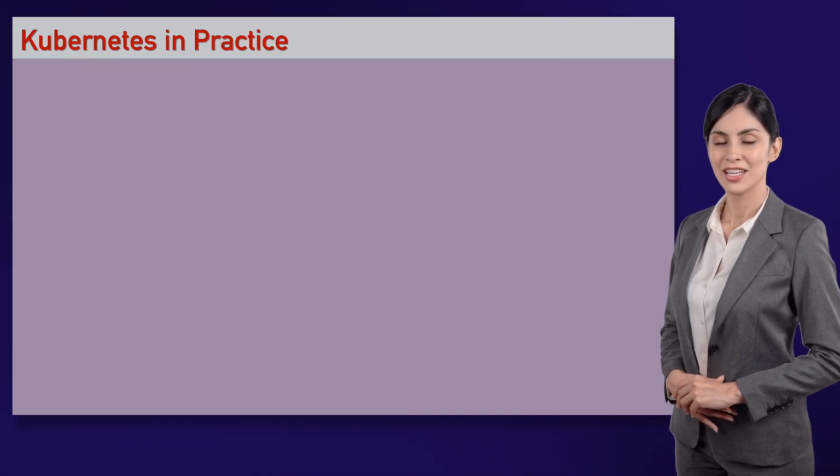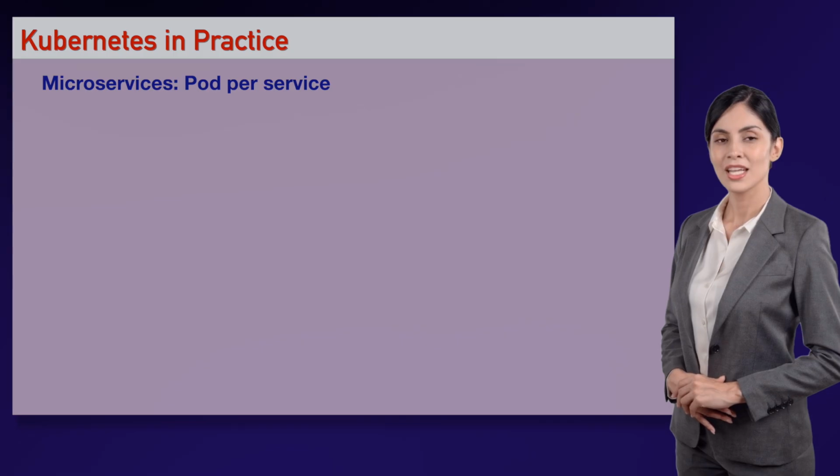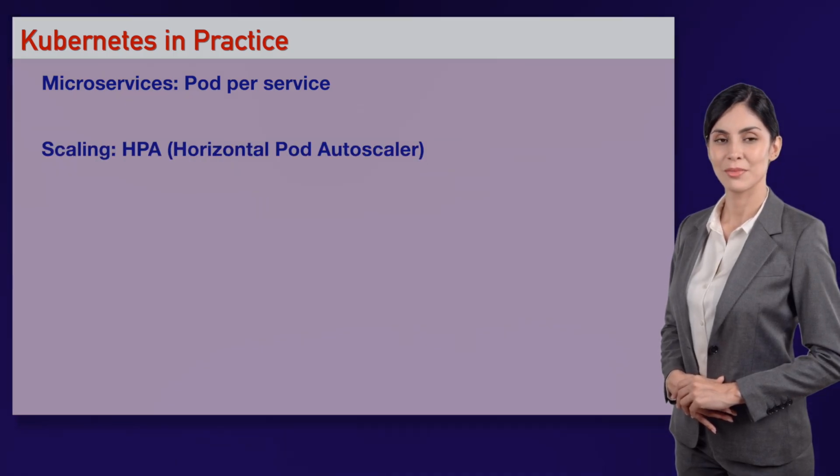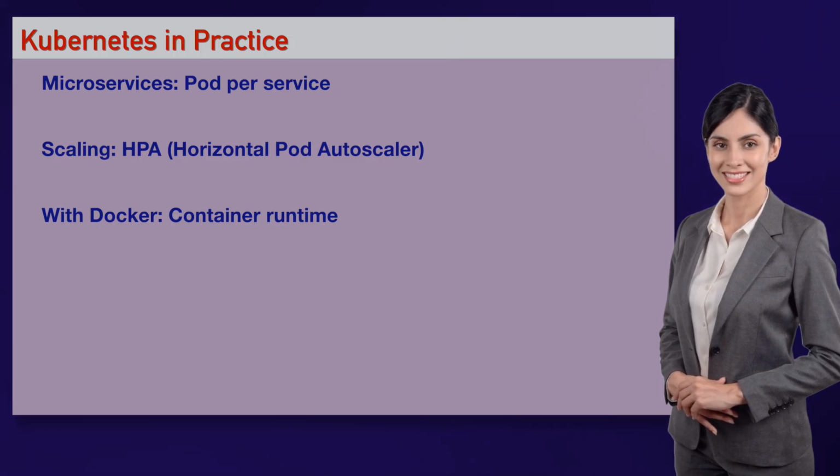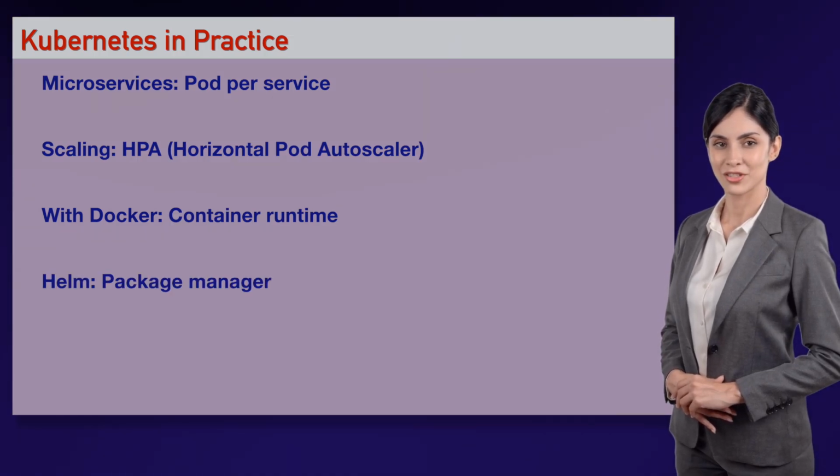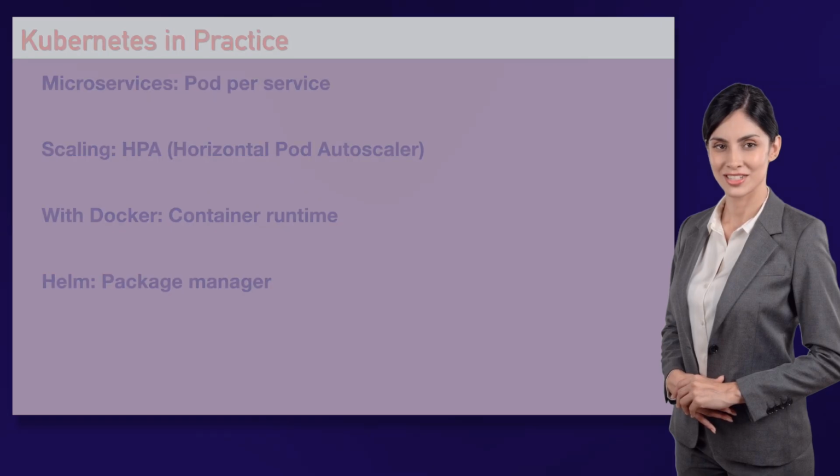Kubernetes in practice. Deploy Day 7 microservices as pods for orchestration. Use horizontal pod autoscaler for metric-based scaling. Docker serves as the container runtime within pods. Helm acts as a package manager for installing complex apps via charts.